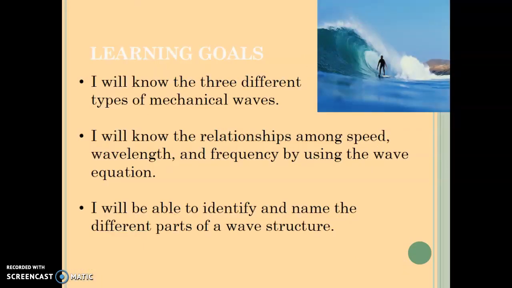So throughout our study of waves, there are 3 learning goals. The first is that I will know the 3 different types of mechanical waves. I will know the relationship among speed, wavelength, and frequency by using the wave equation. And I will be able to identify and name the different parts of a wave structure.